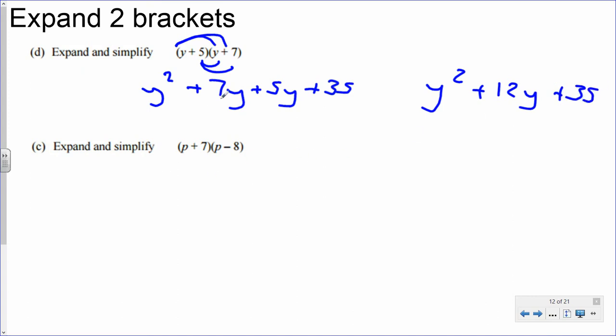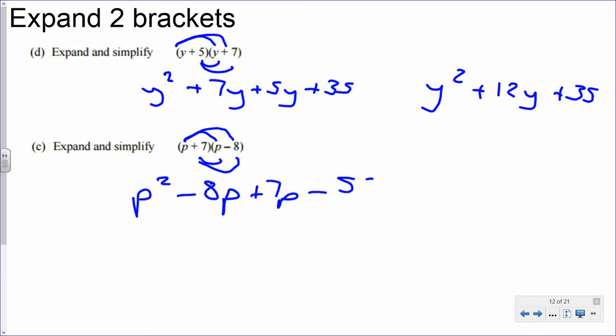There's a slightly harder version here because it involves a negative as well. But just exactly the same, but you need to be careful with that negative. P times p is p squared. P times minus 8 is minus 8p. 7 times p is 7p. And then 7 times minus 8 is minus 56. So again, bringing those two middle terms together, minus 8p plus 7p, that takes me to minus 1p.